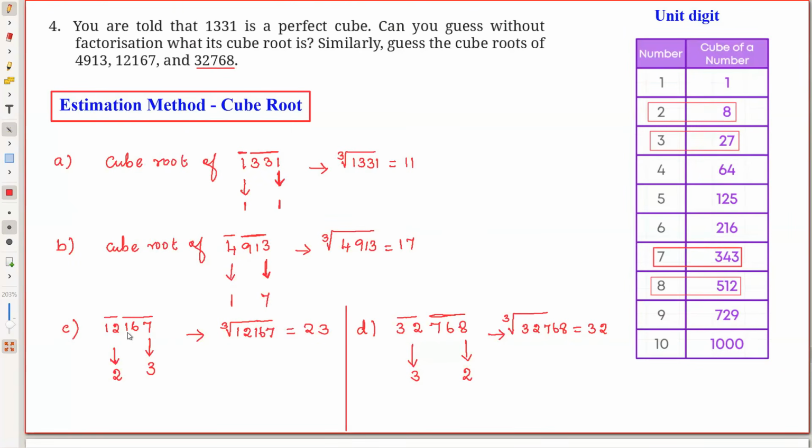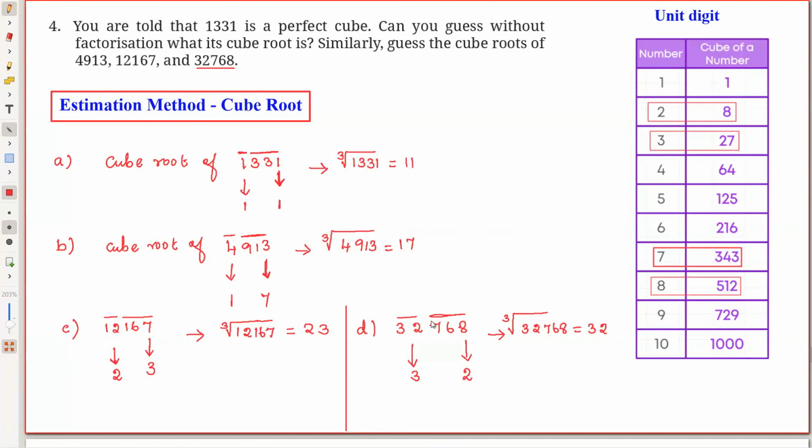Now 12,161. Place the bar over 3 digits and the balance 2 digits. It's ending with 7, so the number should end with 3. For 12, the least cube number is 2 cube, which is 8. If I take 3 cube, it will become 27. You cannot take 3 cube. So only 2. So 23.